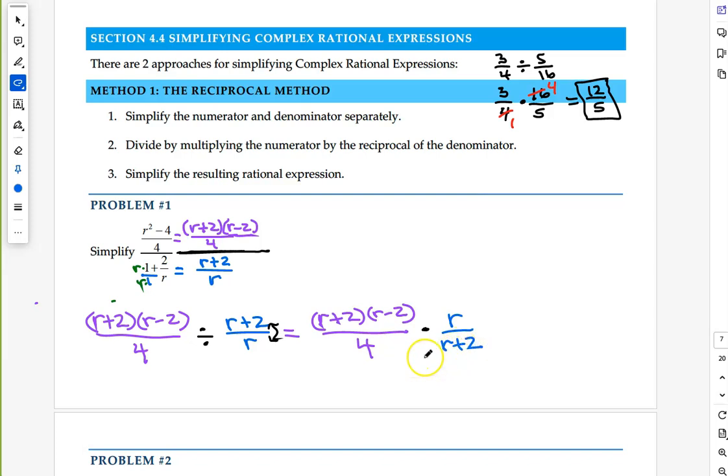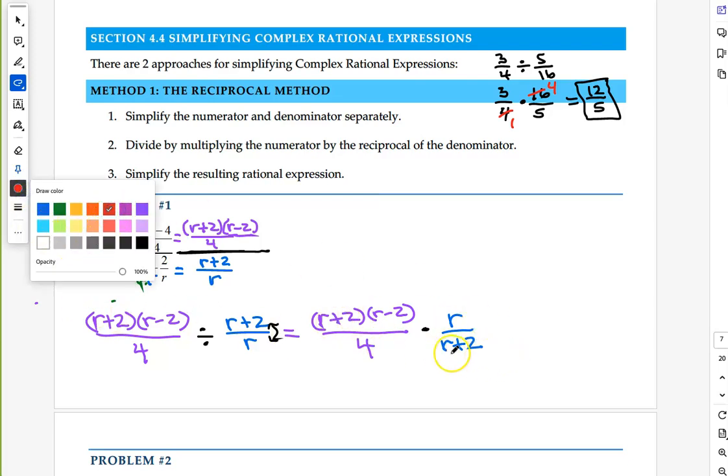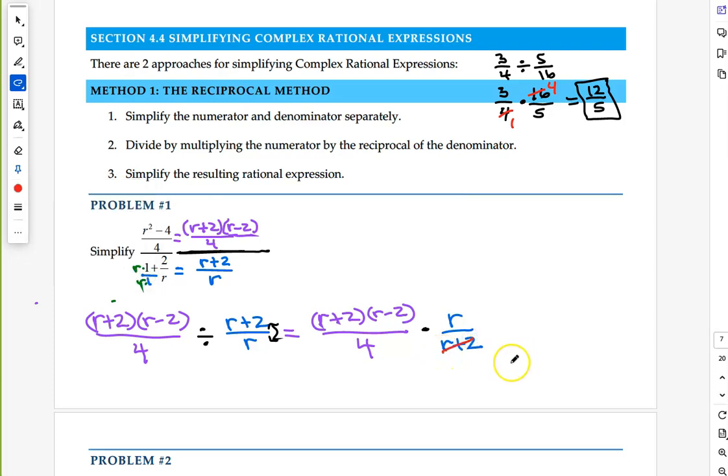And now we want to look and see if there's any common factors we can divide out, kind of like I did with these. I saw 4 and 16 had a common factor. And so on this, I'm looking at any factor on the top with any factor on the bottom. Well, I see I have an r plus 2 on the bottom and an r plus 2 on the top. So those are going to divide out. Okay, and there's nothing else. There's just a 4 left down there.